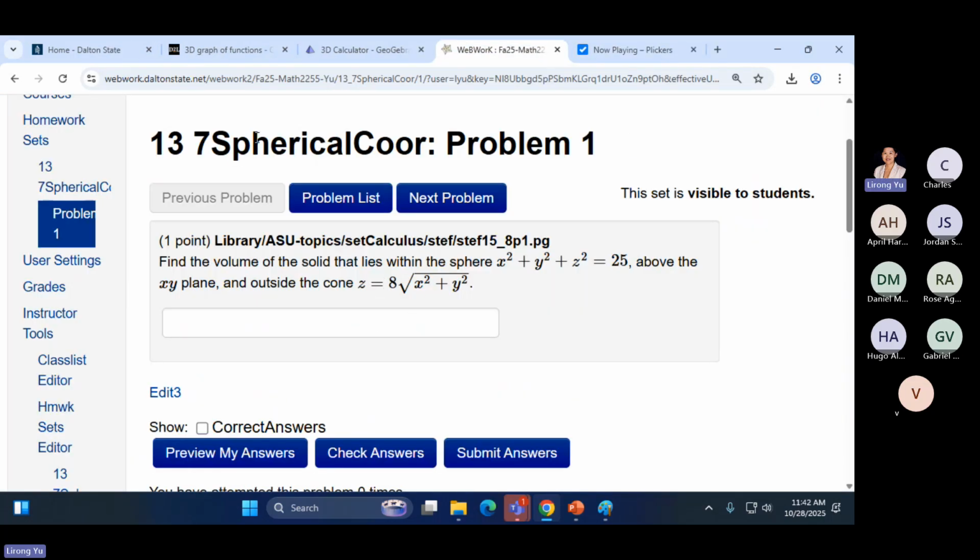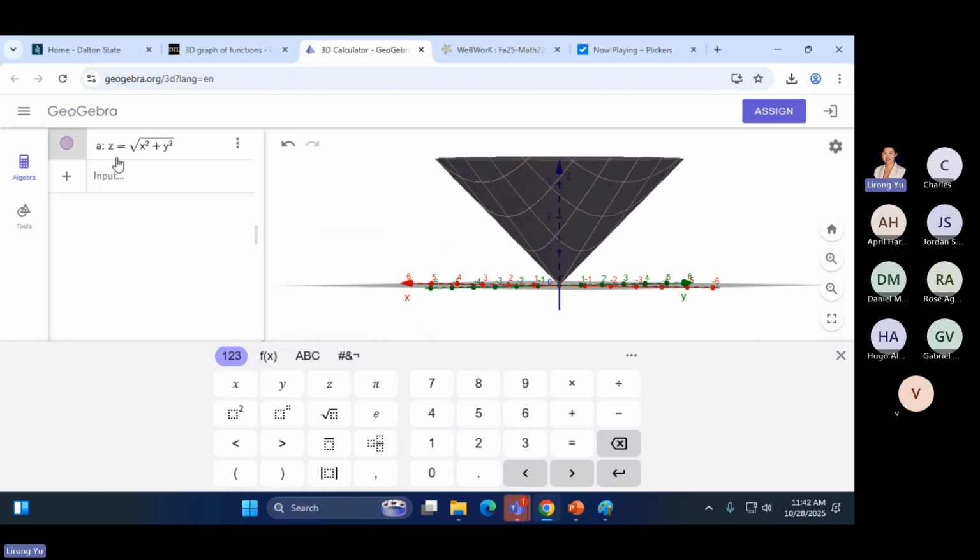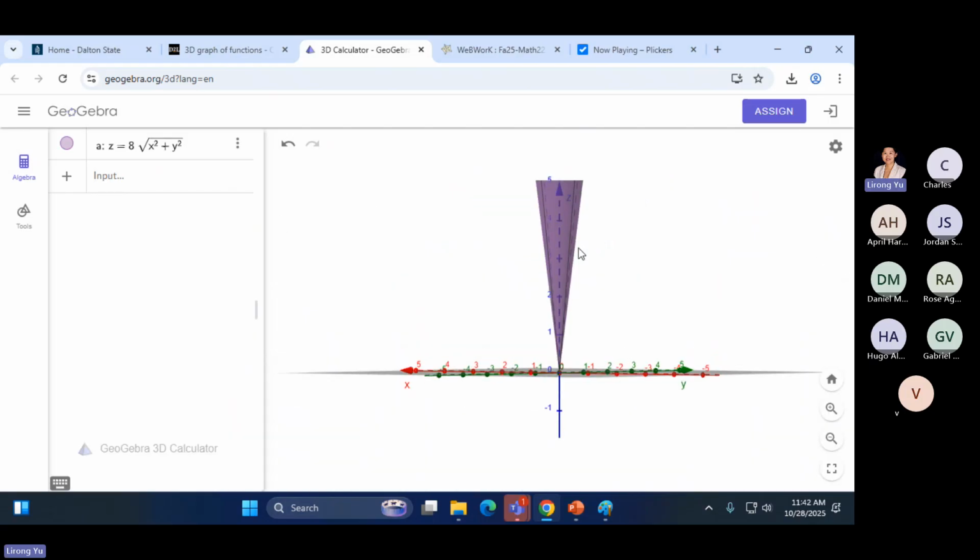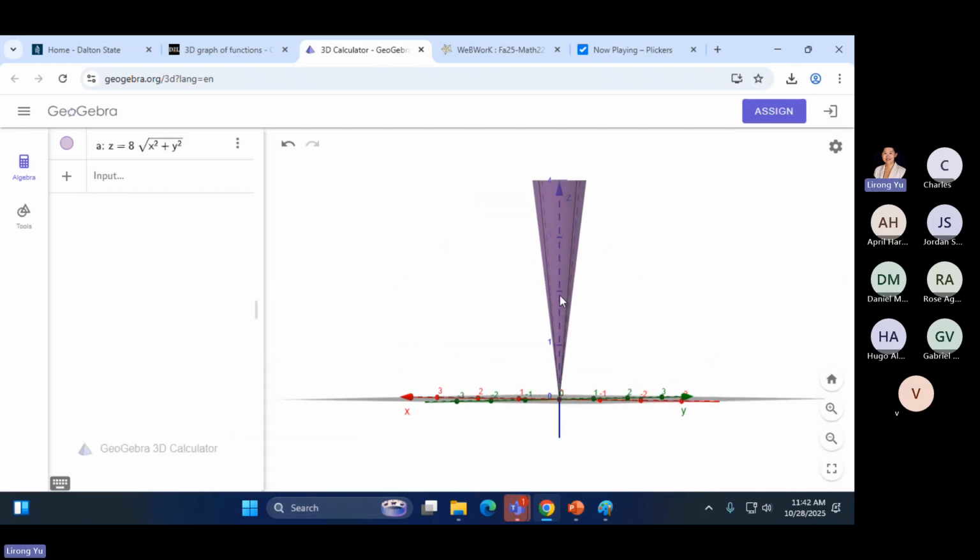It was 8. So if we multiply by 8, 8 times, it looks like this. So what happened is the tangent of theta becomes z over z. This is the z. The root of x squared plus y squared is this.